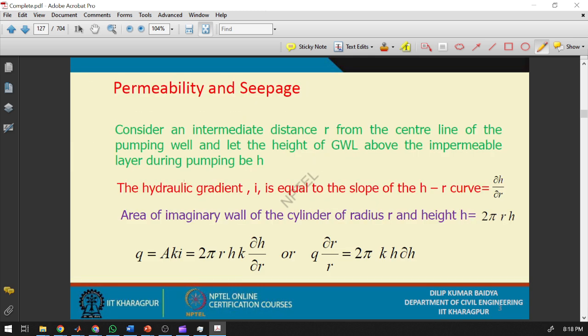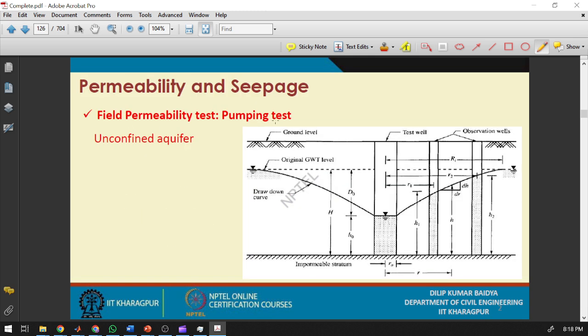Let us now talk about the tests. Field permeability, we saw a pumping test. We are taking this test well, and then we're taking observation wells. In the test well, we are pumping out some water, and then at different wells, we are monitoring the level. So what will happen is that it will try to equilibrate. Based on that time and distance from the well, we calculate the permeability.